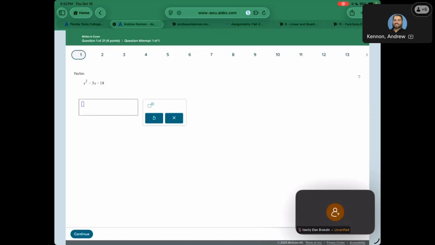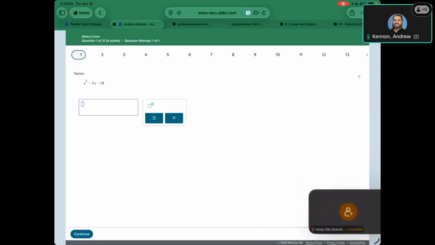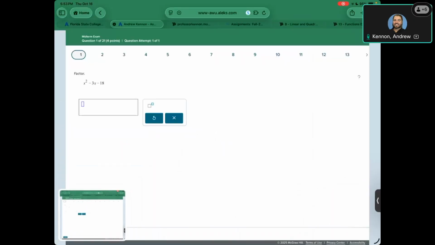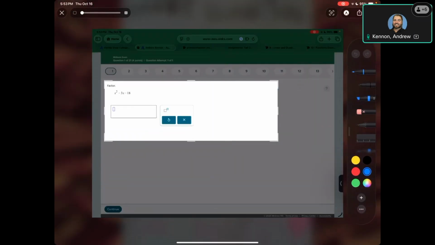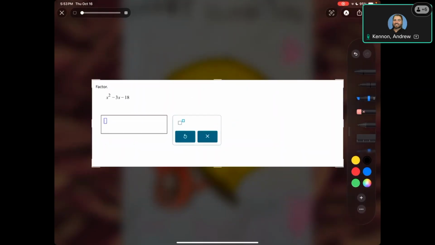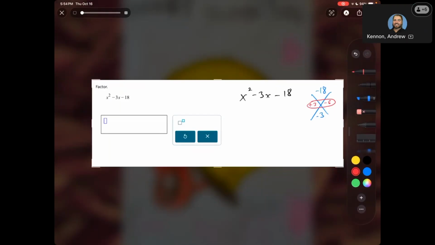All right, so the factoring one. When you do the factoring, you are looking at what multiplies to be the last number and adds up to be the middle number. So I'm saying what multiplies to be -18 and adds up to be -3. And that would be -6 and +3. +3 times -6 is -18. +3 minus 6 is -3.